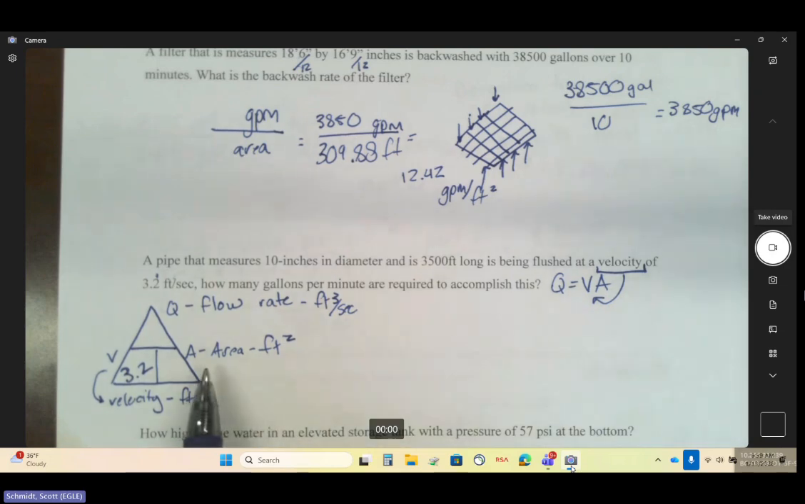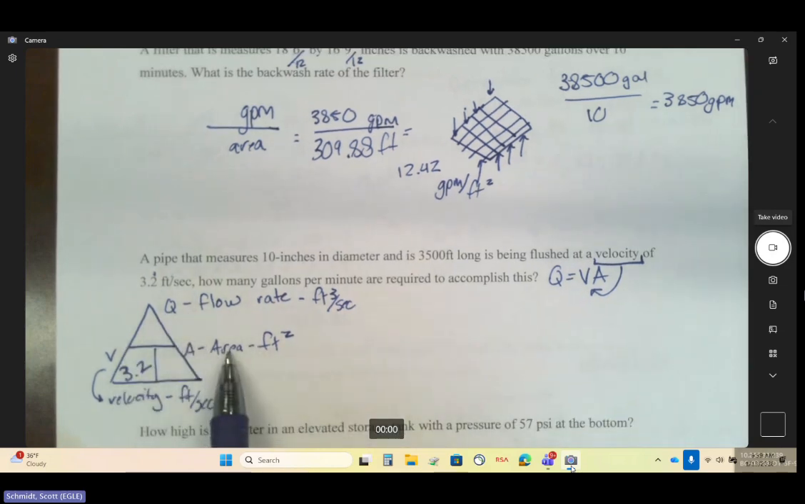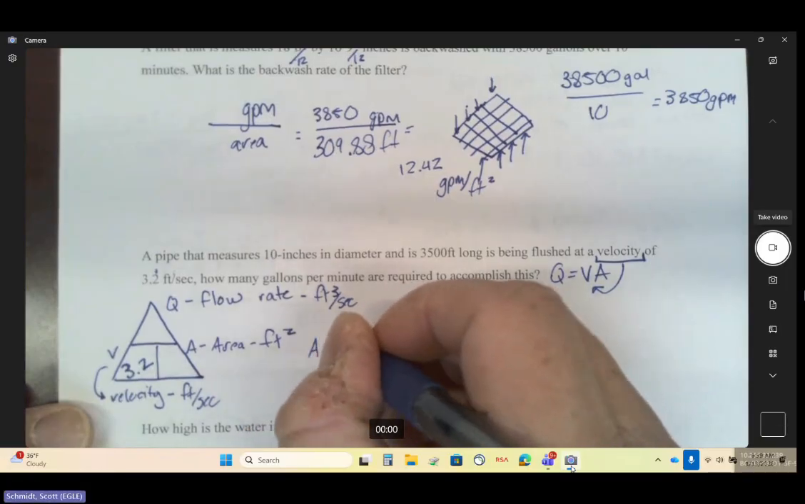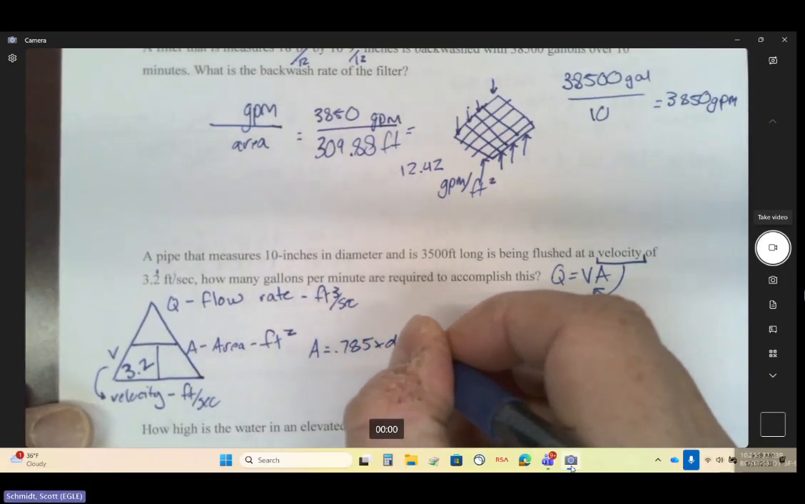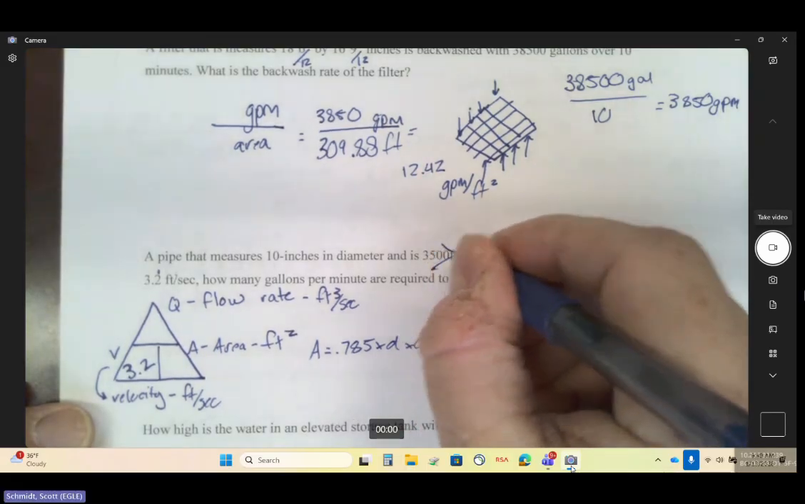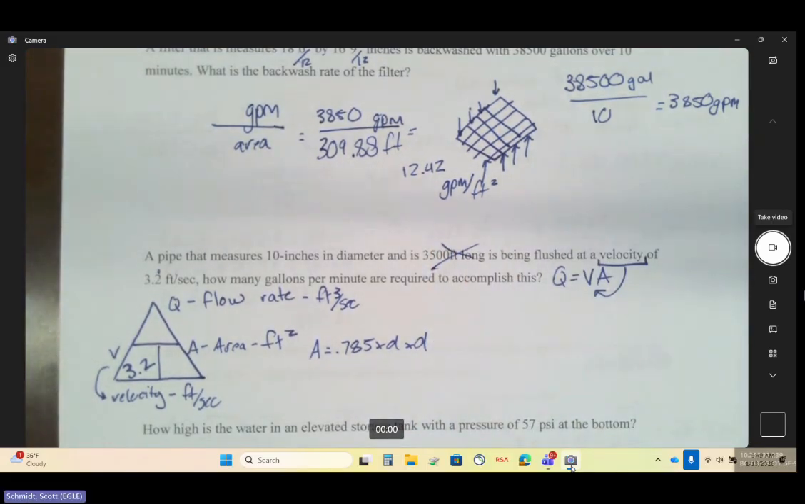Well, do you see anywhere in here that talks about needing the length? No. Area, being it's a circle, is always going to be 0.785 times diameter times diameter. So the area for QVA is always 0.785 times diameter times diameter. So the length has nothing to do with it. Well, why would we give you the length? We would give it to you to confuse you.